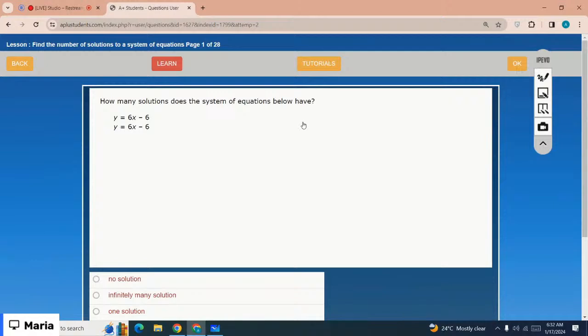If you have two identical lines, that means they have infinitely many solutions, right? So here you are given identical equations, right? So that is infinitely many solutions. Got it?